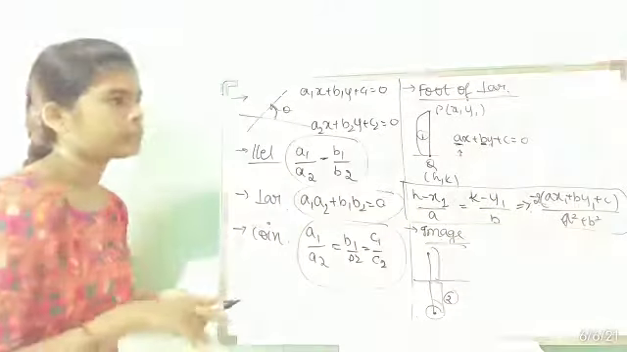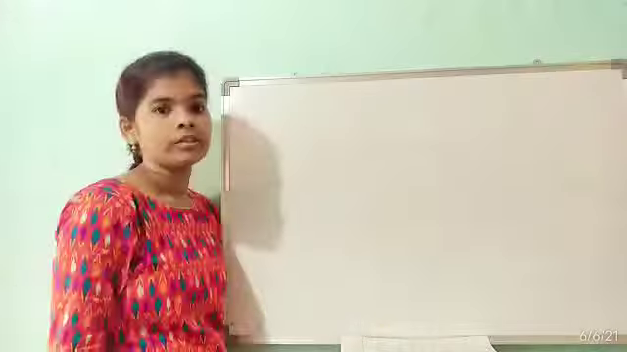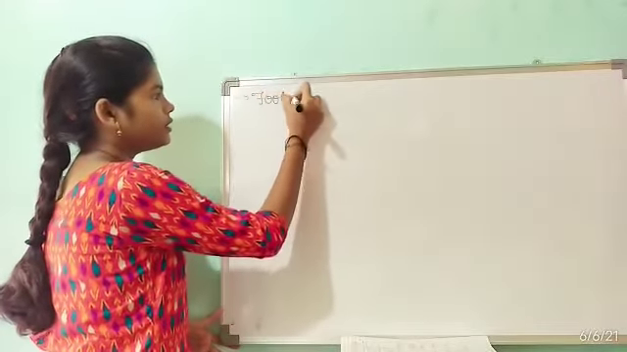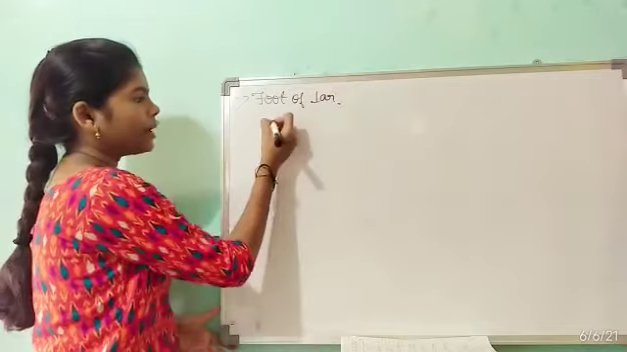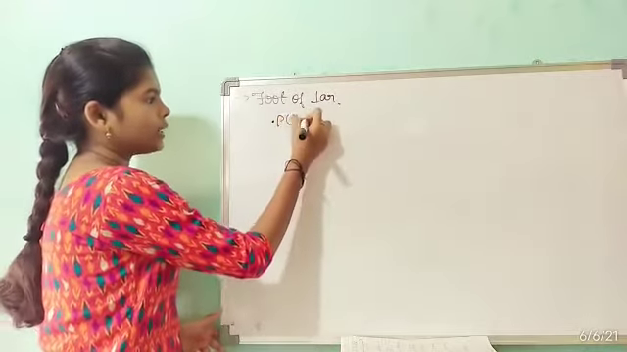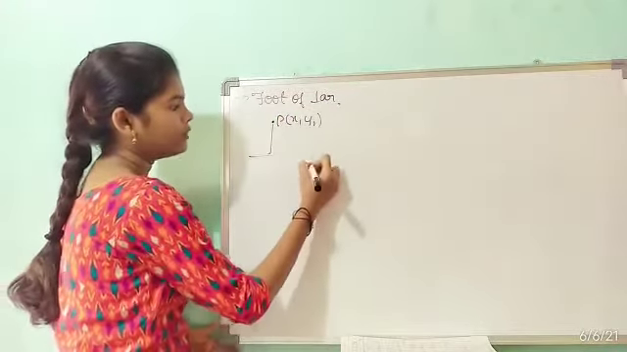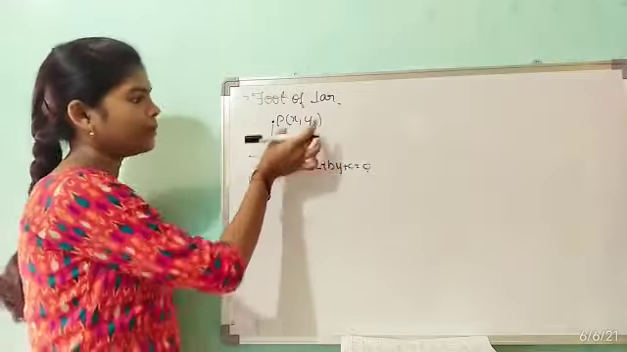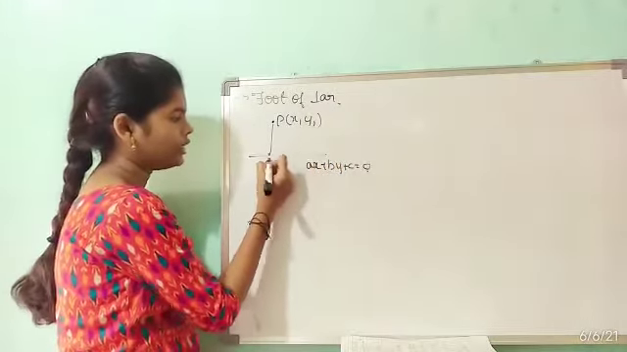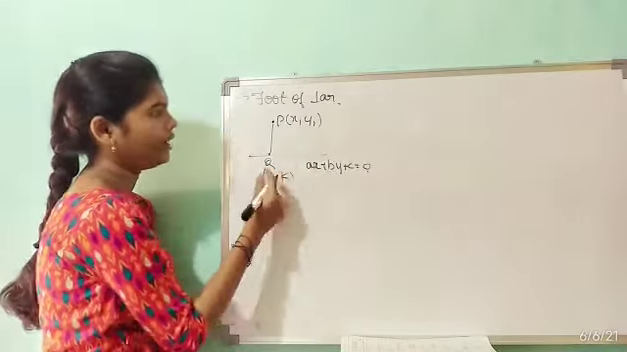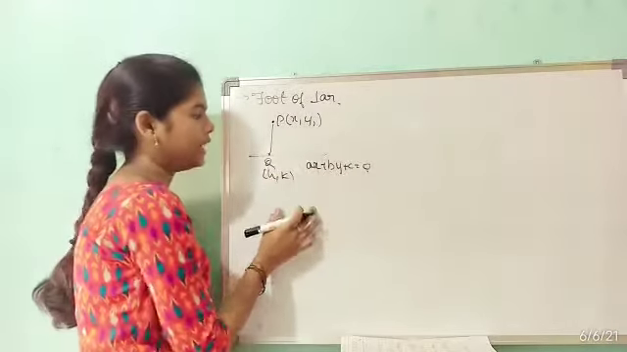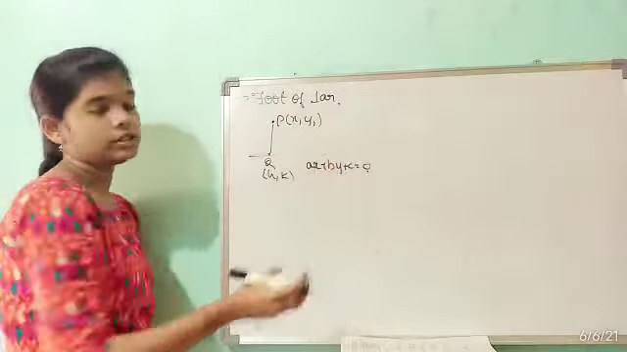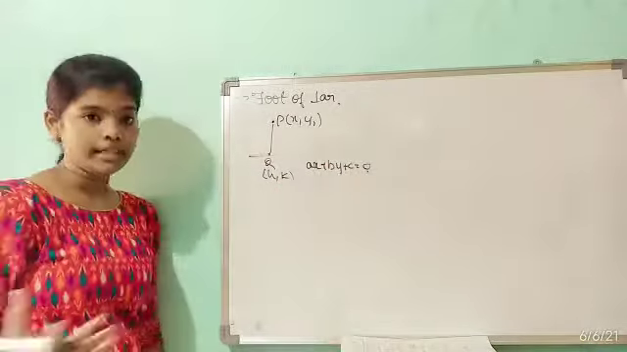Okay, so suppose you have to find the foot of the perpendicular from a point P (x1, y1) to a line ax plus by plus c equal to 0. If the foot is (h, k), then the formula is (h minus x1) by a equals (k minus y1) by b. Similarly, we have to find the image as well.